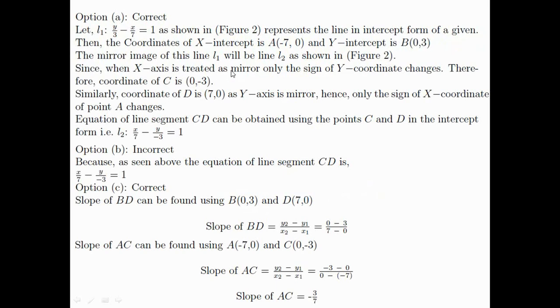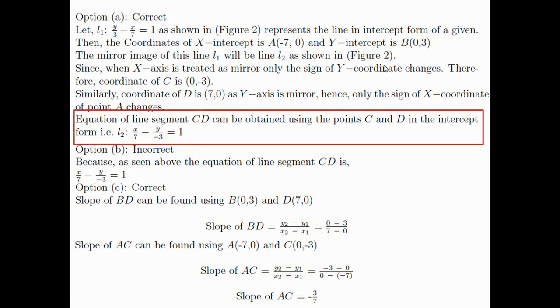Now, when the x-axis is treated as the mirror, only the sign of the y coordinate changes. Therefore, the coordinate of C is (0, minus 3). Similarly, the coordinate of D is (7, 0). From these points, the equation of the line segment CD can be obtained using the points C and D in the intercept form, that is x by 7 minus y by minus 3 equals 1.